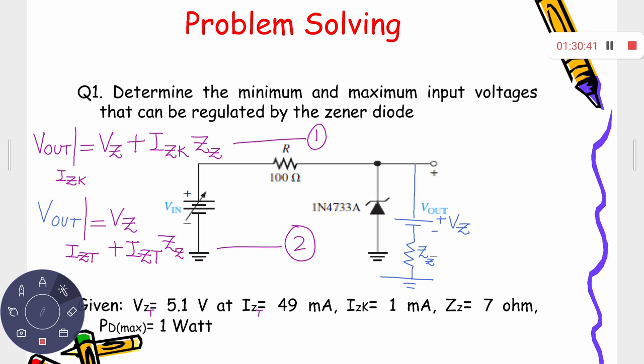Right? Had this been 4.75, then your PD is equal to 1 watt. PD is equal to 1 watt. So PD by this 4.75. PD by 4.75 will give you this IZ max. V into I, right? What is the maximum current? 0.21 ampere, 210. Let it be 210.